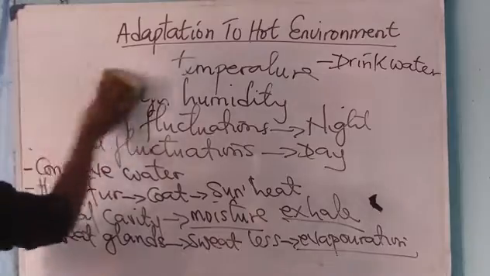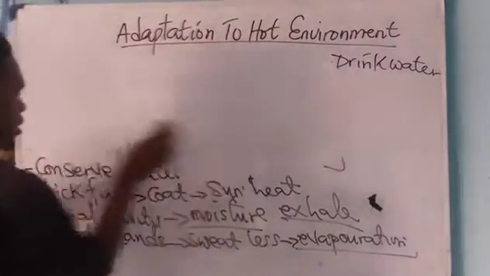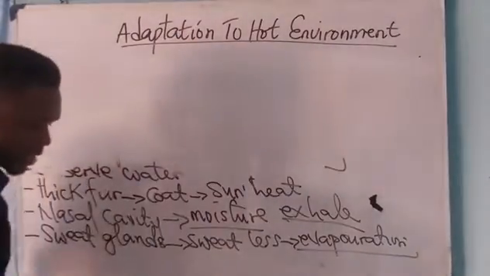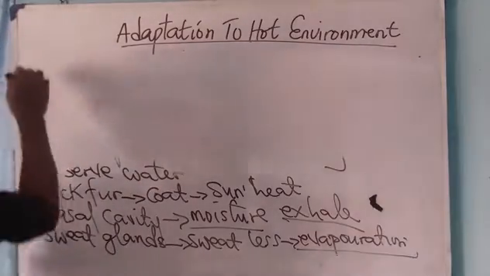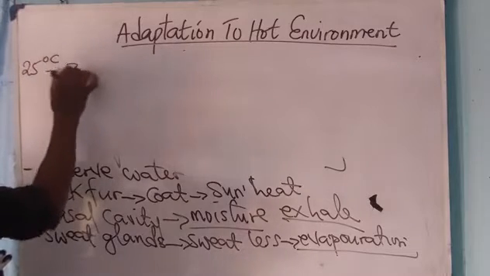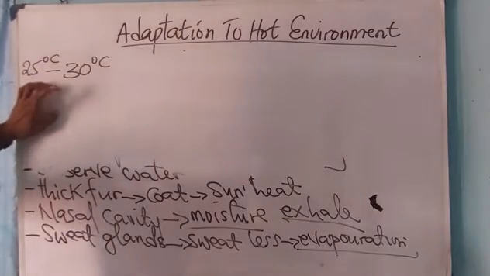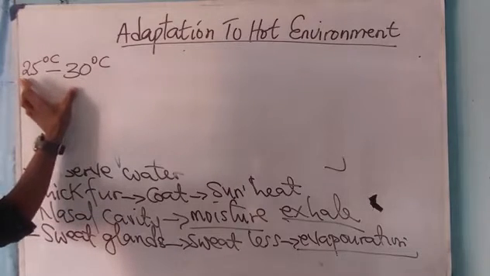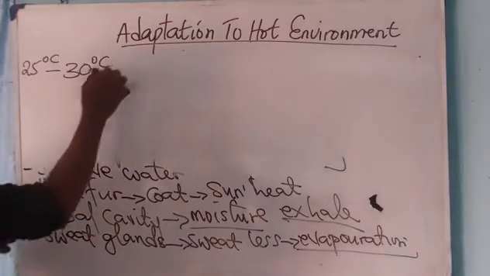Also take note that a dehydrated camel can withstand diurnal fluctuations. That is, they can withstand diurnal fluctuation between 25 degrees Celsius and what? 30 degrees Celsius. They can withstand that during the day. And you know that the temperature will definitely drop.